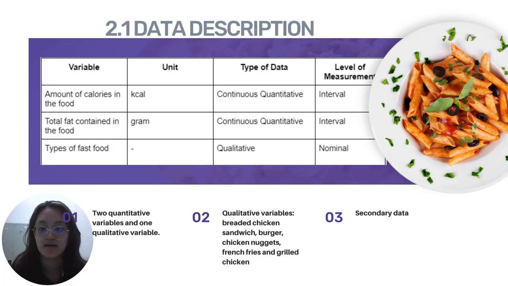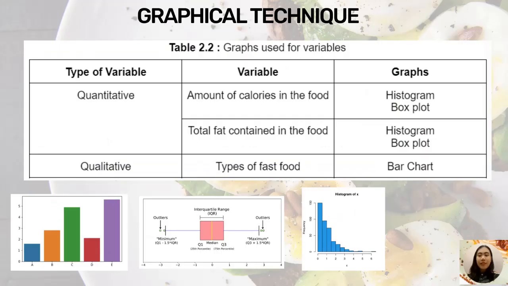As we can see here, the amount of calories in the food and the total fat content in the food are both continuous quantitative variables and exist at the interval level of measurement. The last one is the type of fast food, which is a qualitative variable, and the level of measurement is nominal. Graphical techniques are a visual way of presenting data in the form of charts and graphs.